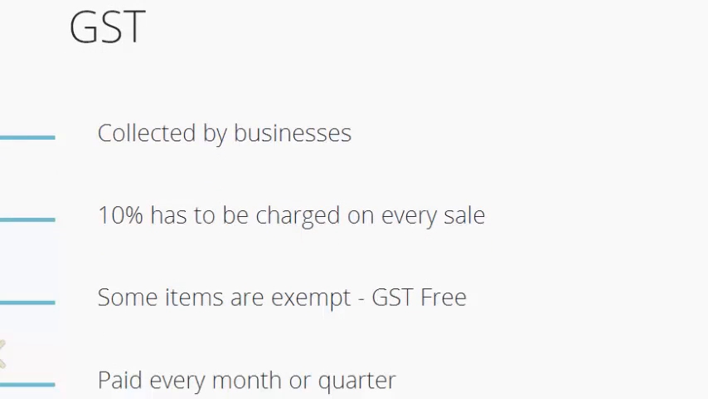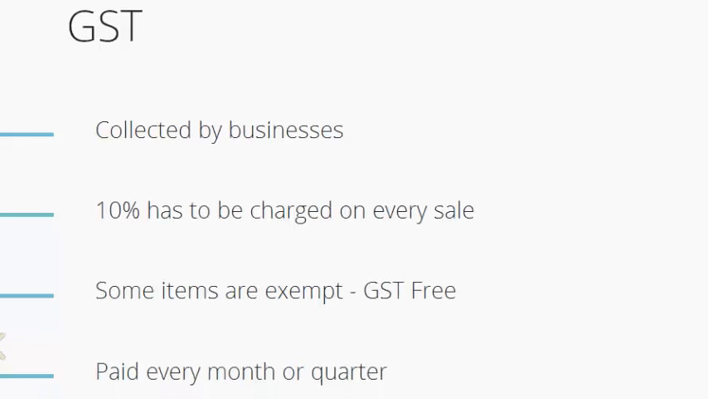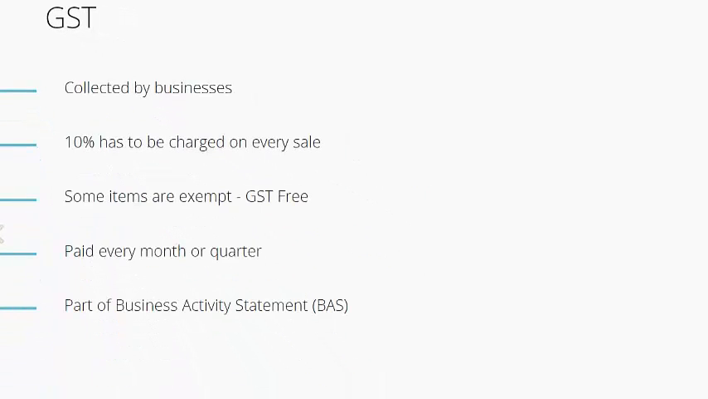Usually the business has to pay every month or every quarter, and they do so in a thing called a business activity statement. We don't have to know about that, but you may have heard about that, so I'm just mentioning it in passing. But that's a mechanism that businesses actually use to pay the total amount of GST to the government, either every month or every quarter.